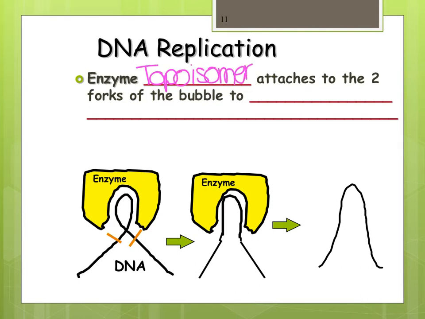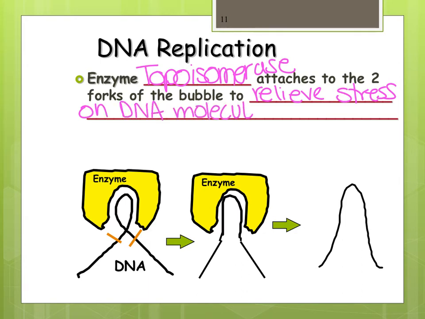Topoisomerase. Isomerase. So this is going to attach to the forks of the bubble. So it's going to relieve the stress on the DNA molecule as it separates.